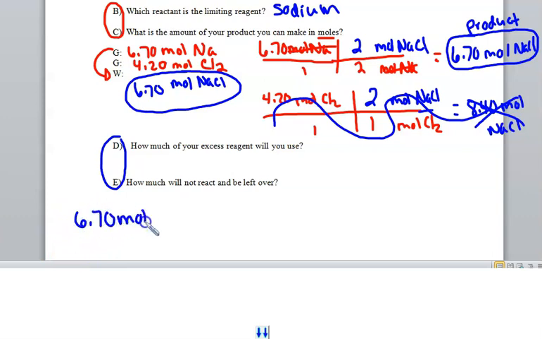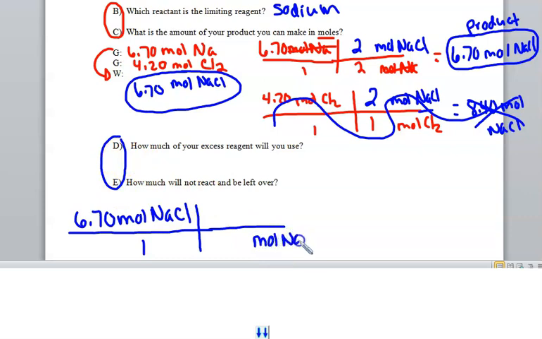6.7 moles of NaCl. I'm sorry, it's the same number. It just so happens it's the same ratio, but it's NaCl. So I'm starting with the product. I'm answering D and E together here. I'm going to bring moles of sodium chloride down. Where are we going? We just said we're going from the product to the excess reagent. The excess reagent is Cl2, and we're going to the moles of that because we need a mole-mole ratio. Where are these numbers coming from? The balanced equation. For every one of that guy, we are going to get 2 of this guy.